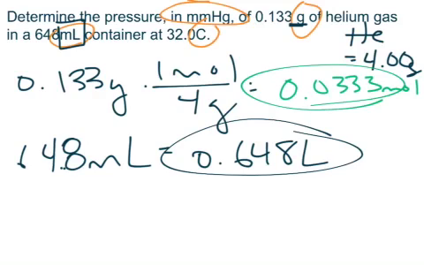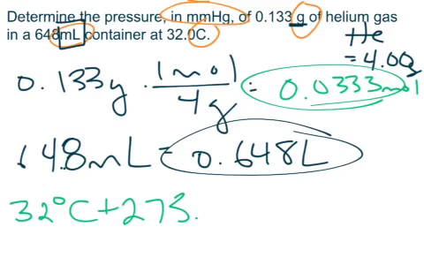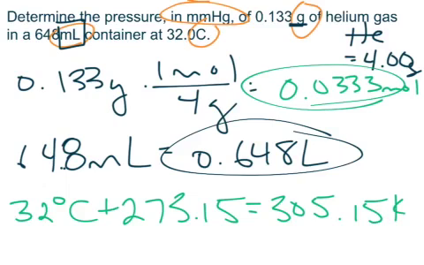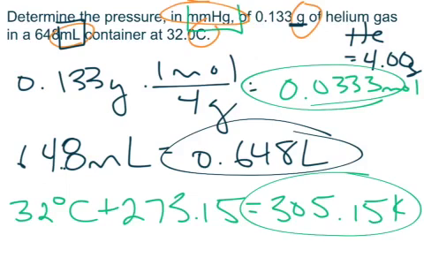And then our last one is the easy one. We have 32 degrees Celsius plus 273.15, which is 305.15 Kelvin. Okay, so there's our 3 numbers. And then the R value that we're going to use is the one that matches millimeters mercury, since that's what the question asks for.